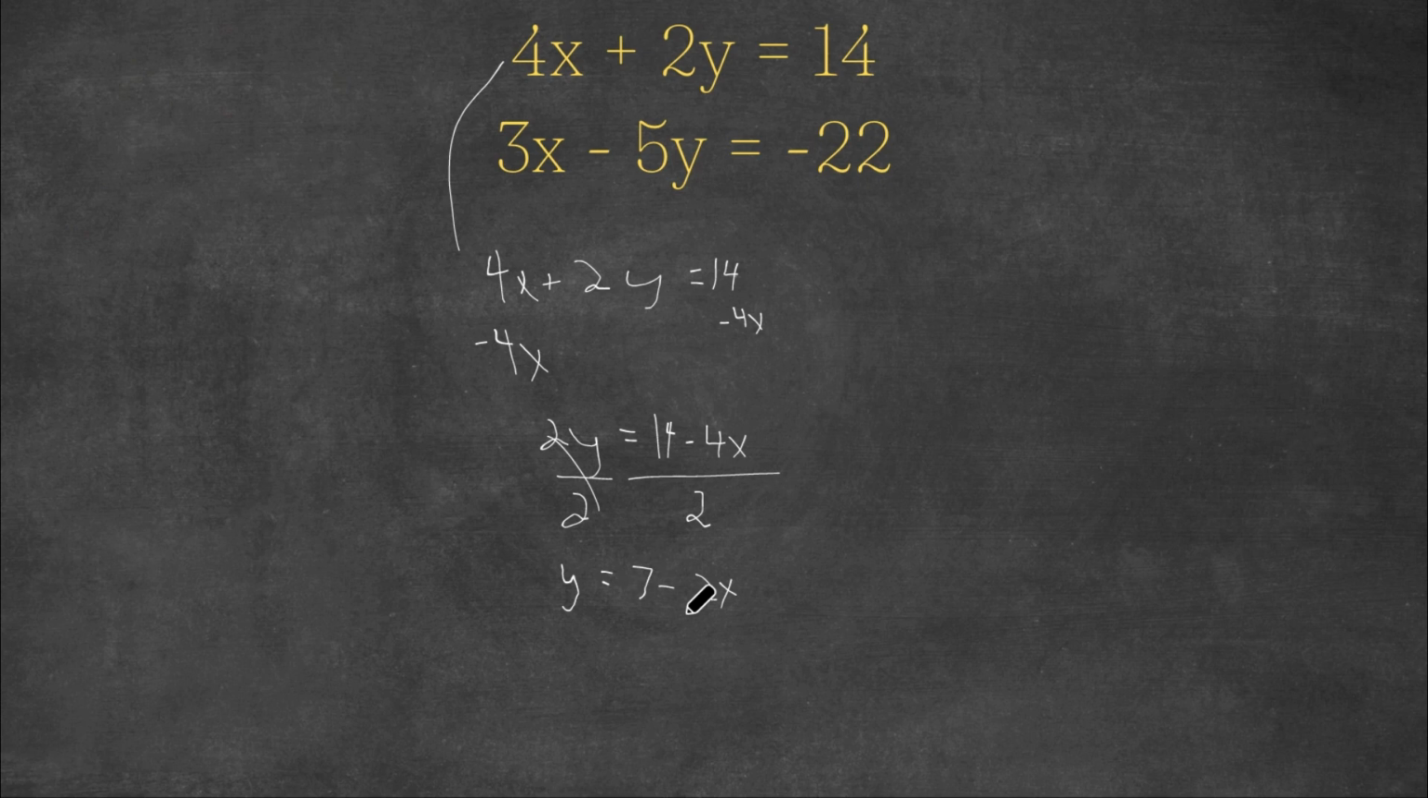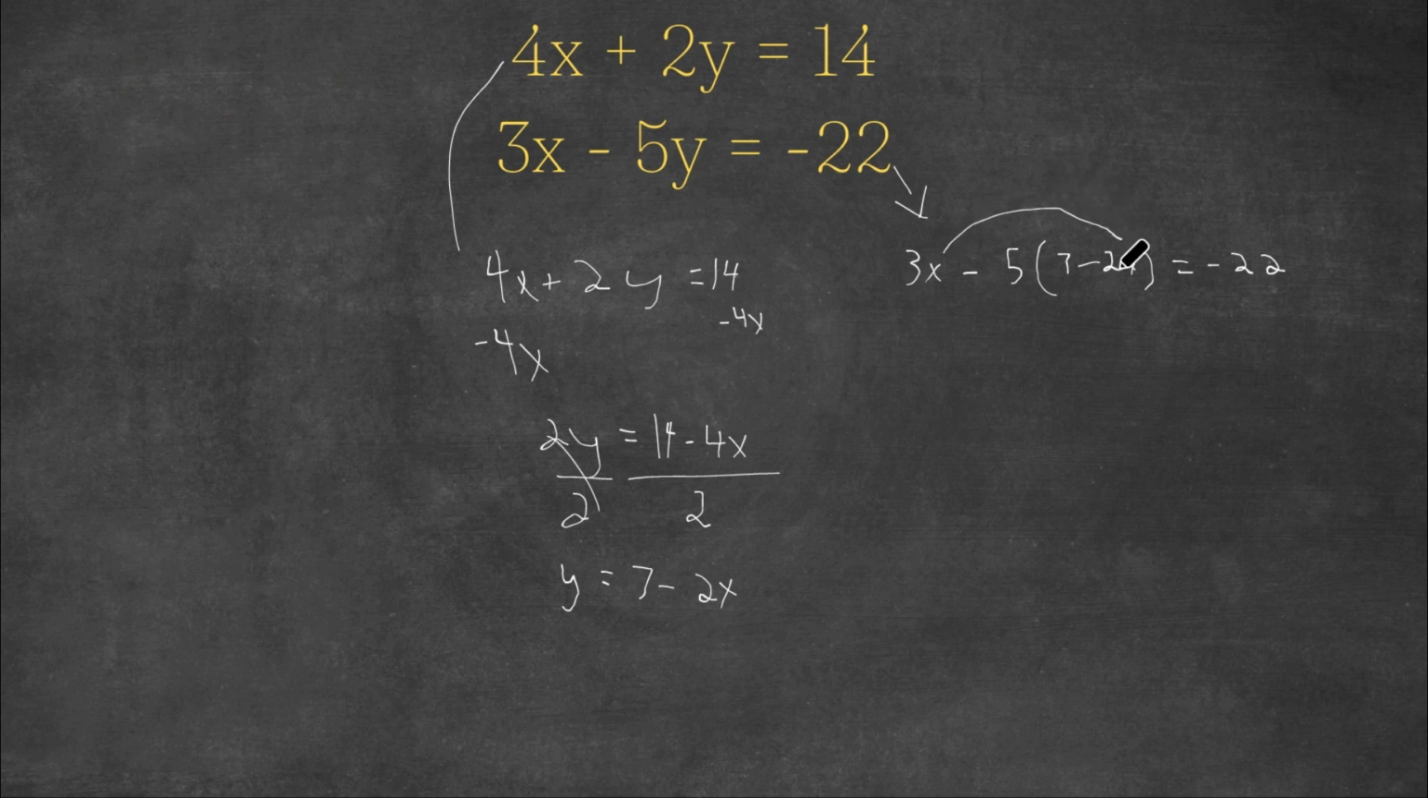So now that we know y equals 7 minus 2x, what we're going to do is plug in y in the second equation. It can't be in the first one, it has to be in the second one. So if we plug in this value of y in this equation, we get 3x minus 5 times 7 minus 2x equals negative 22. And now, as you can see, we only have one variable.